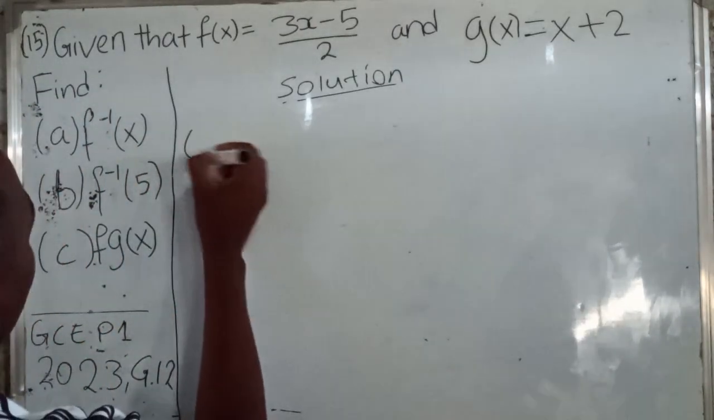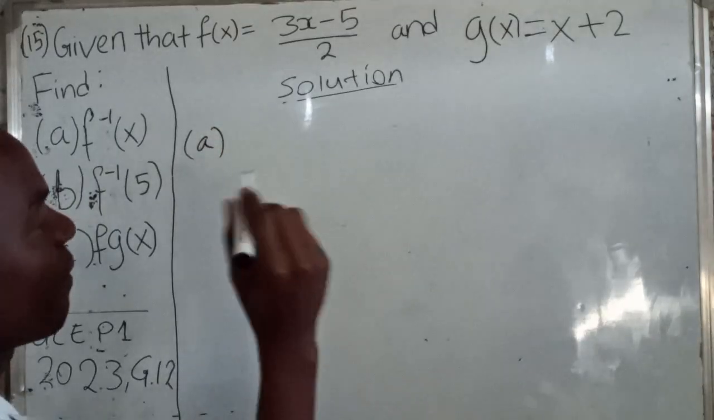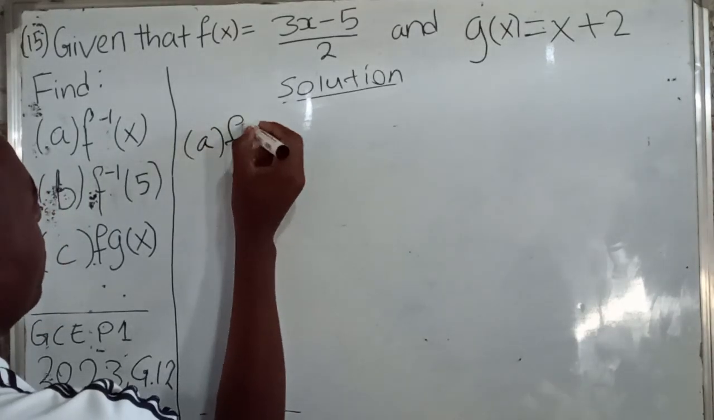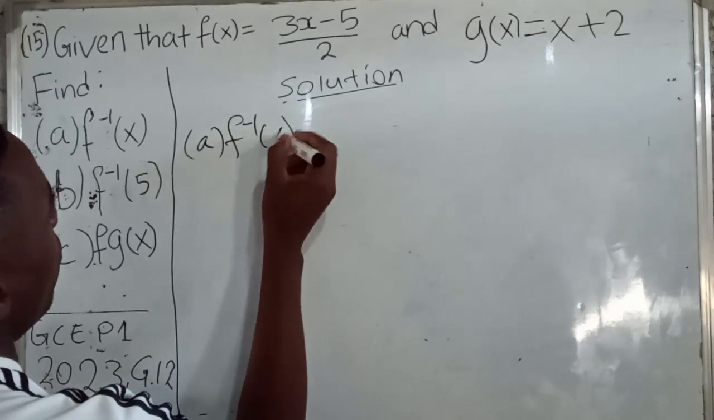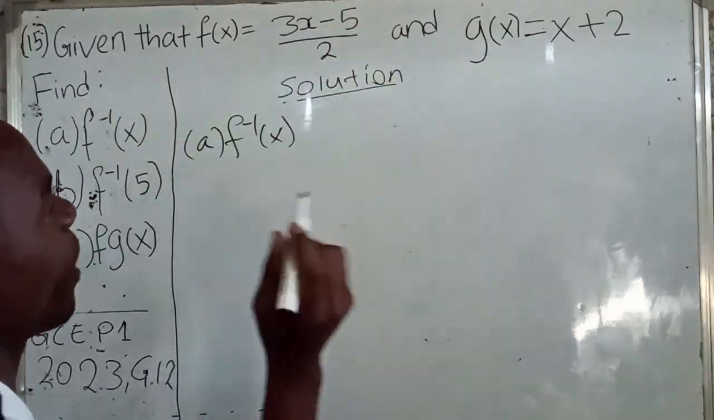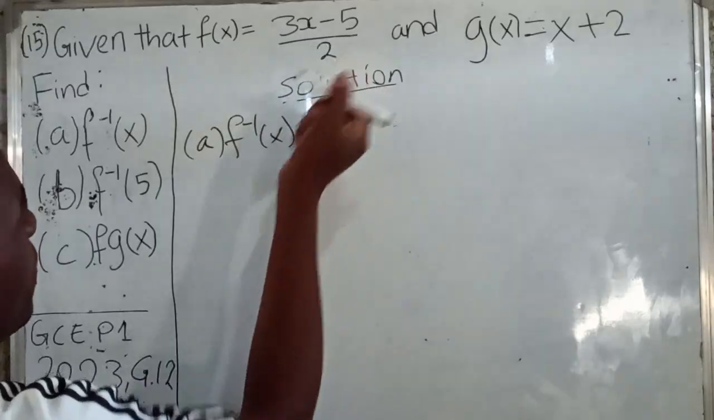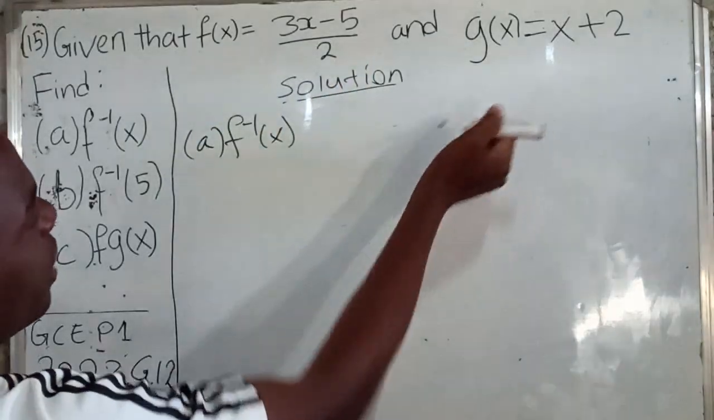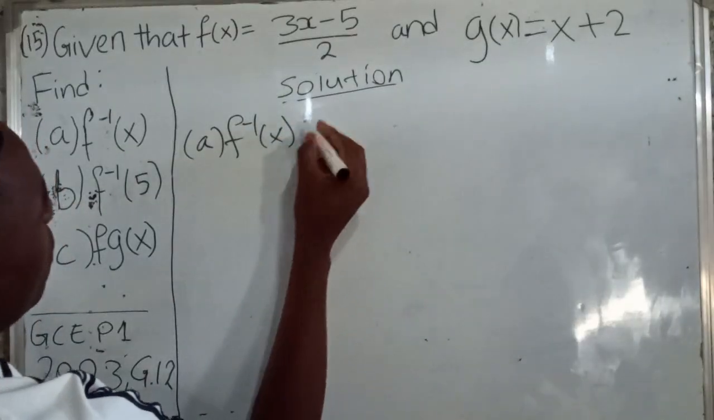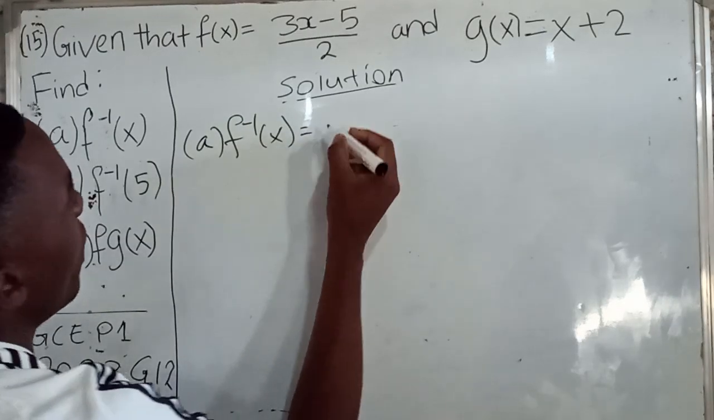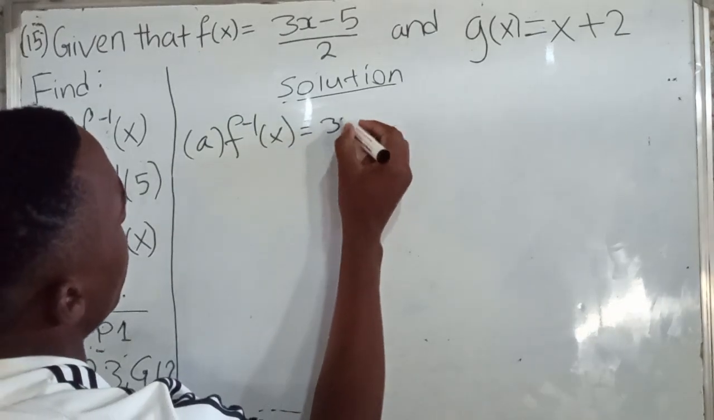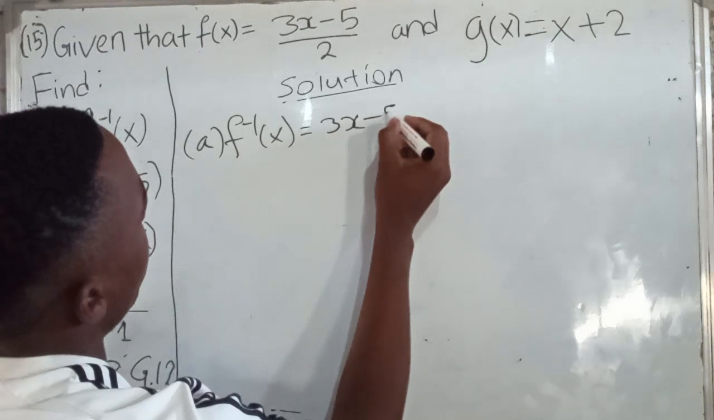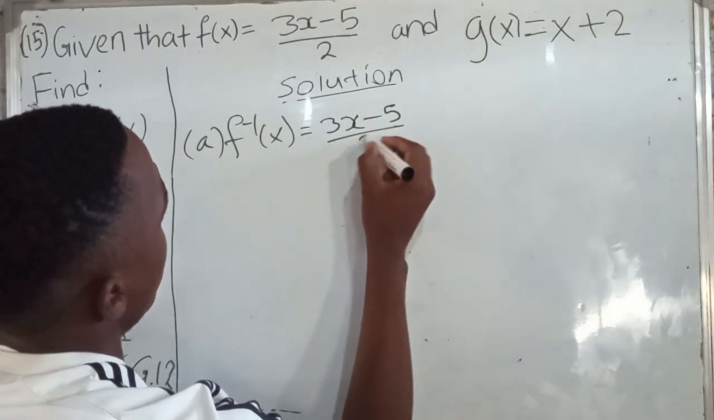Okay, so we have question A. They have asked us to find the inverse function of x. So it is this function that we're going to use, because this is f and this is f. If it was g, we would have gotten this one. So the inverse function of x is equal to (3x - 5)/2.